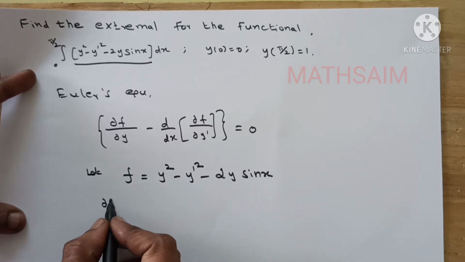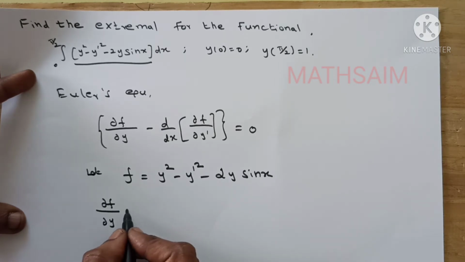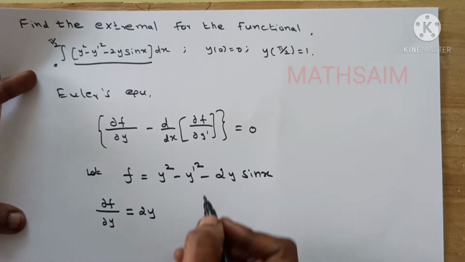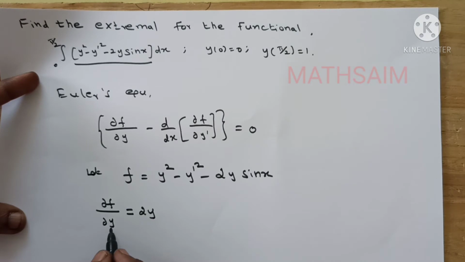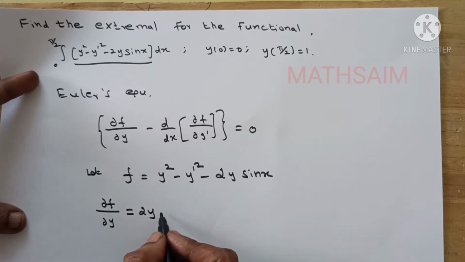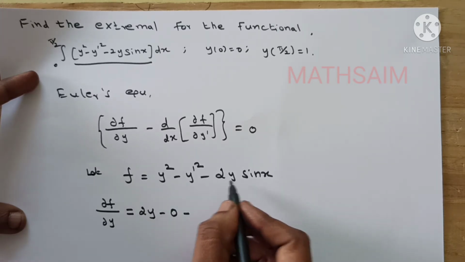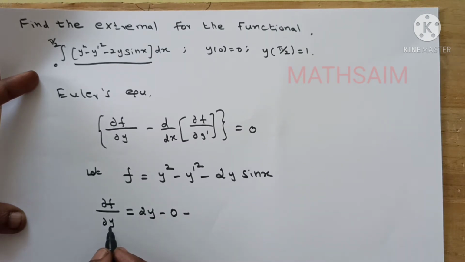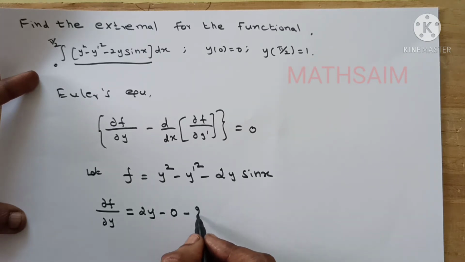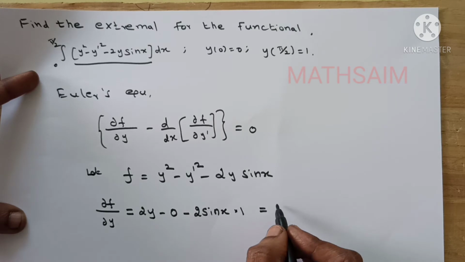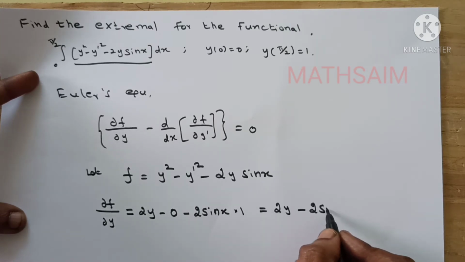Now find dou f by dou y, that is partial differentiation with respect to y. Differentiation of y square is 2y. Differentiation of y dash square is 0, because we are differentiating with respect to y only, so we treat y dash as a constant. Differentiation of a constant term is 0. Then here the constants are 2 and sin x, because we are doing partial differentiation with respect to y, the other things should be treated as constant. So I keep that 2 sin x, this is a constant. And differentiation of y is 1. So this is equal to 2y minus 2 sin x.